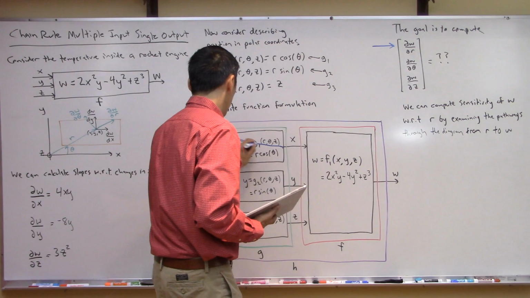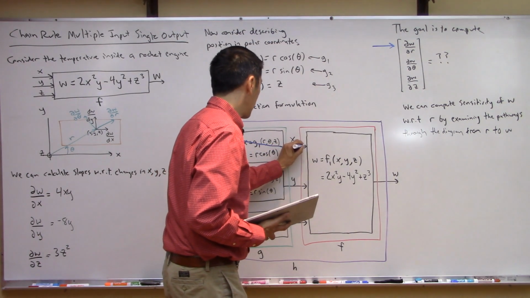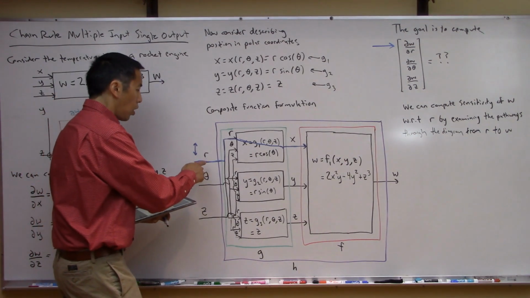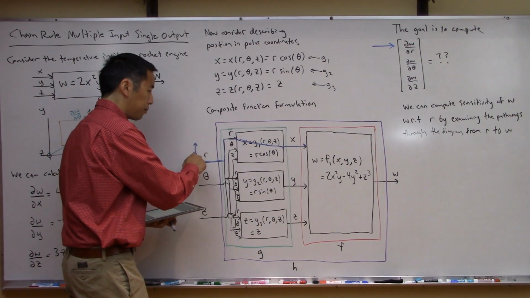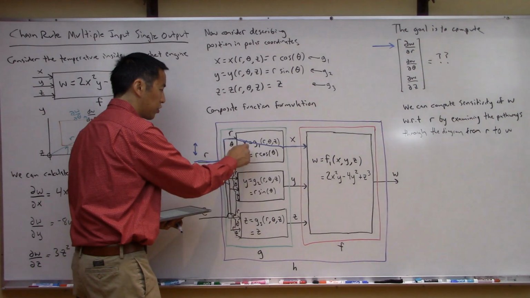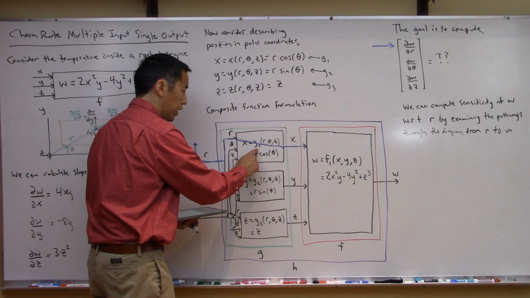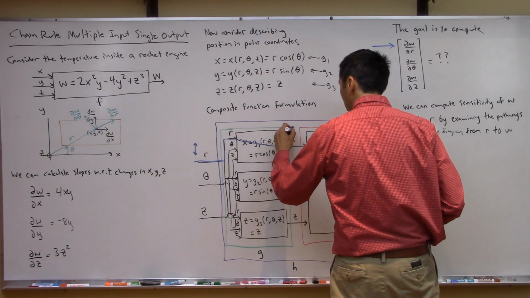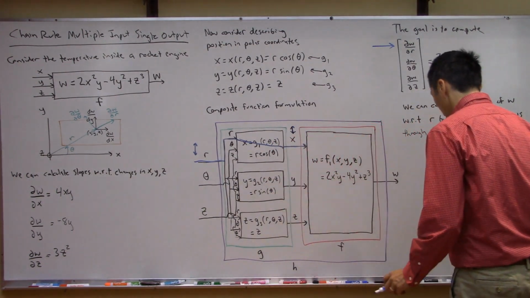Oops, I'm going to draw it like this and like this. Okay, let's stop right here for now. I'm going to vary r here. That's going to make its way through here. That variation is going to propagate through this function g1, and it's going to produce a variation in x. So this x number is going to go up or down.